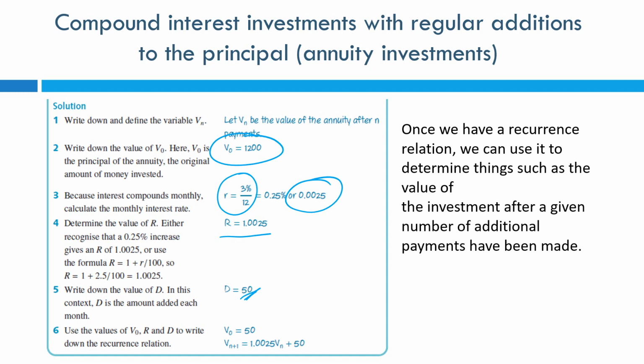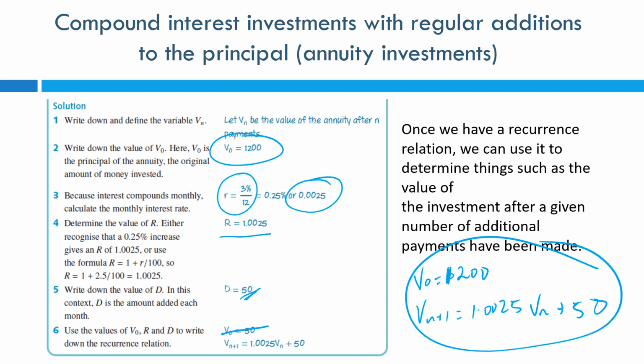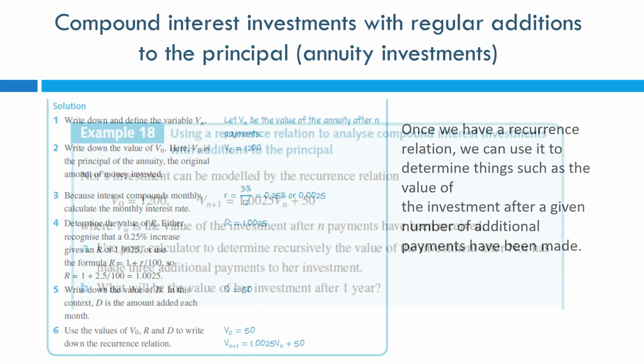So initially what you would write is your V0 equals 1200. That's wrong there. So V0 is 1200, then Vn+1 equals 1.0025 times Vn plus 50. And that's how you do that recurrence relation and model it.